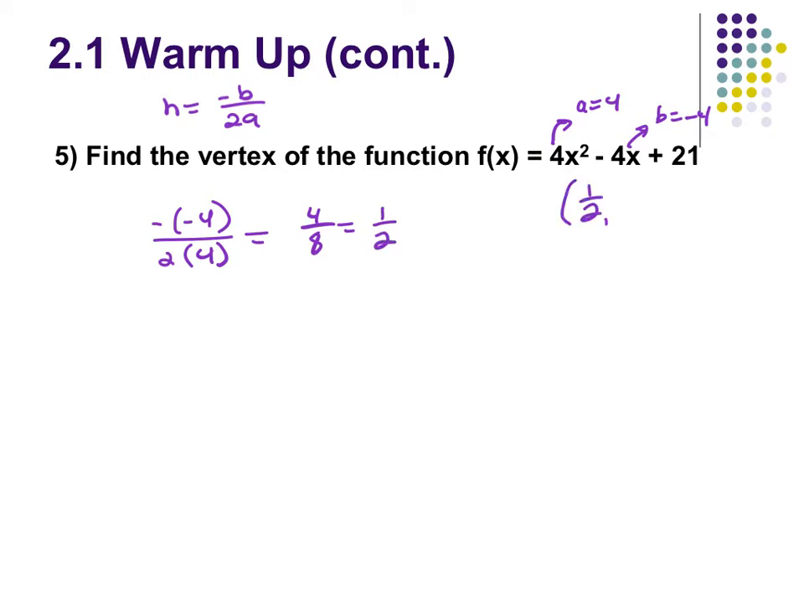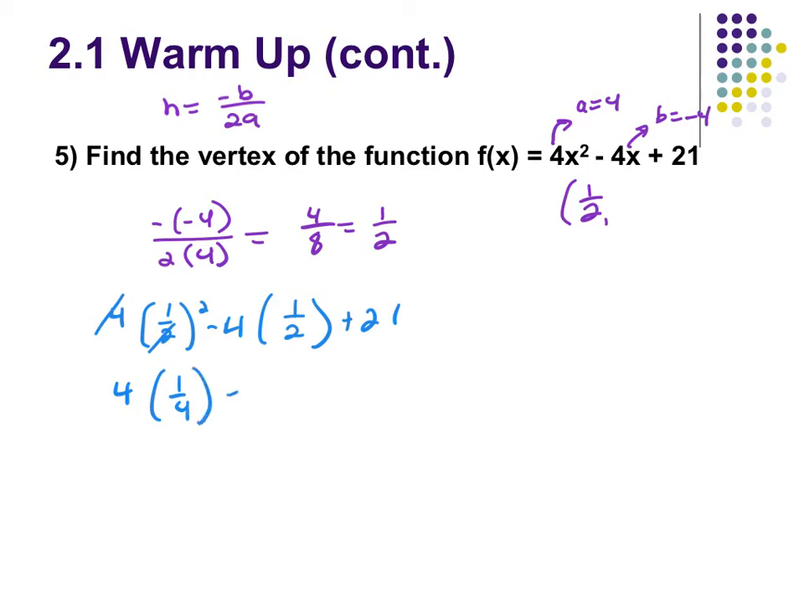Then I take and plug that in, and I get 4 times 1/2 squared minus 4 times 1/2 plus 21. Oh sorry, let me square that first. Minus, this 2 goes into 4 2 times, plus 21. The 4's cancel: 1 minus 2 plus 21. This is negative 1 plus 21, which is 20.